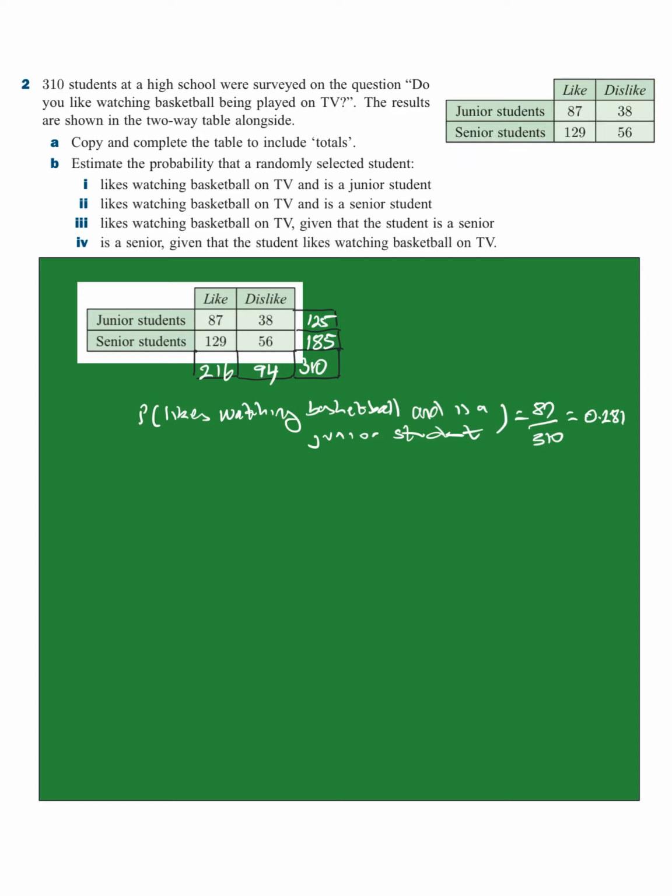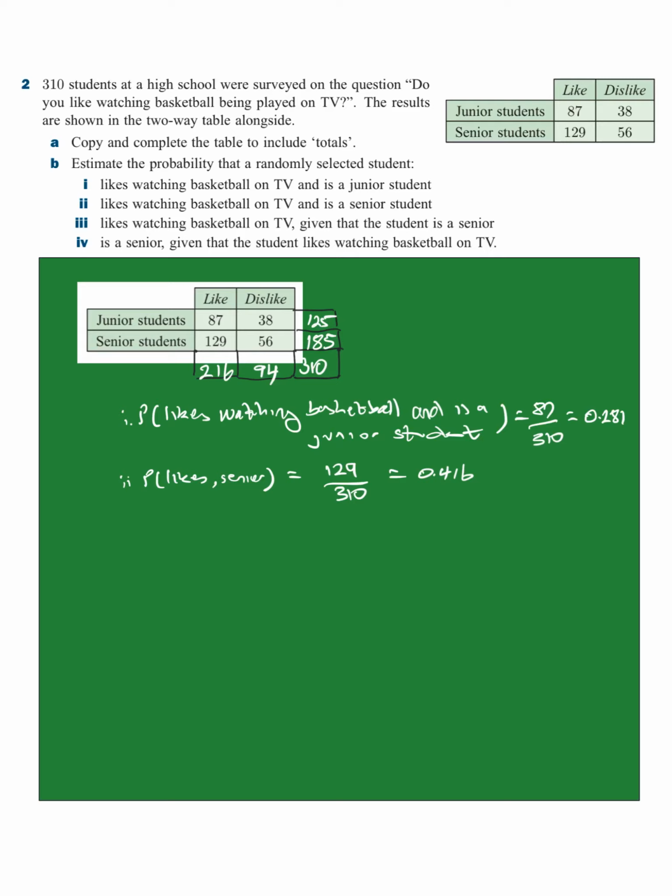Next one, 2. That's likes watching basketball on TV and is a senior student. So senior student likes, so it'll be 129 on 310. So that's number 1. Number 2, probability, likes, and senior. And that equals, we said, 129 on 310. And that equals 0.416.